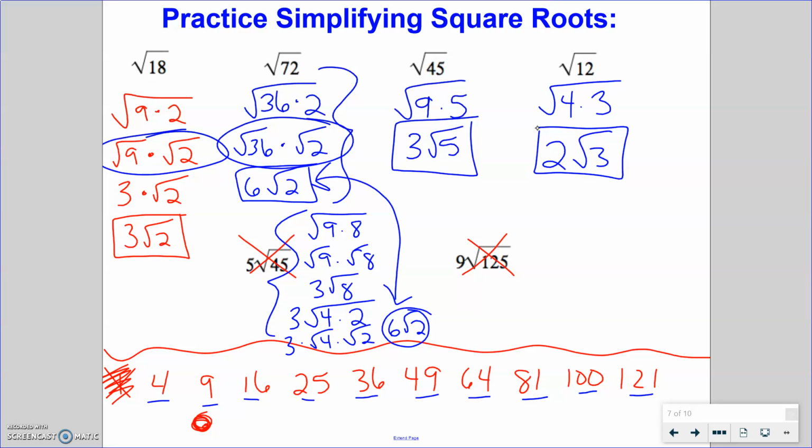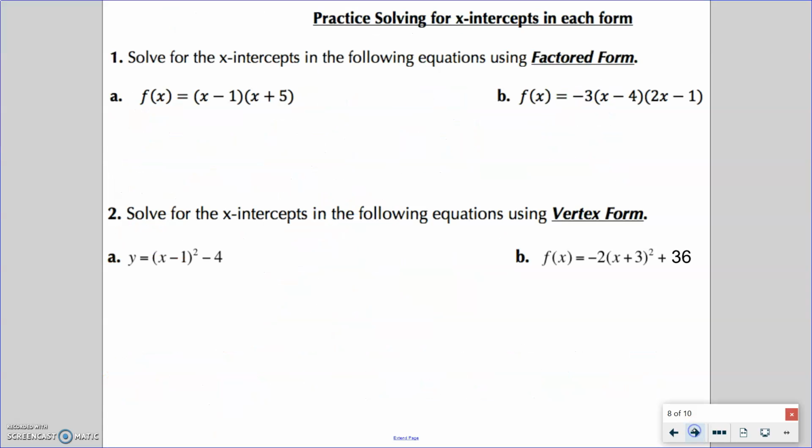So let's see if we can connect this to what we were talking about the other day. All right, solve for the x-intercepts for all 4 of these equations. Go ahead and pause the video at this point in time, give it a try, and then when you're ready, unpause it and check your answers.